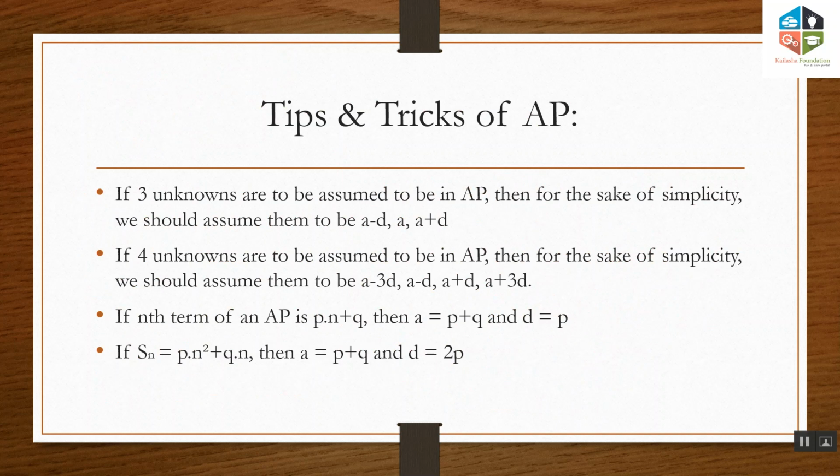Now, further, if three unknowns are to be assumed in an AP, then for the sake of simplicity, it is not hard and fast, it is not compulsory. But if you want to make your calculations easier, then you should assume the numbers to be a minus d, a and a plus d. But sir, then the first term will not be equal to a. Who said that the first term is necessarily equal to a?